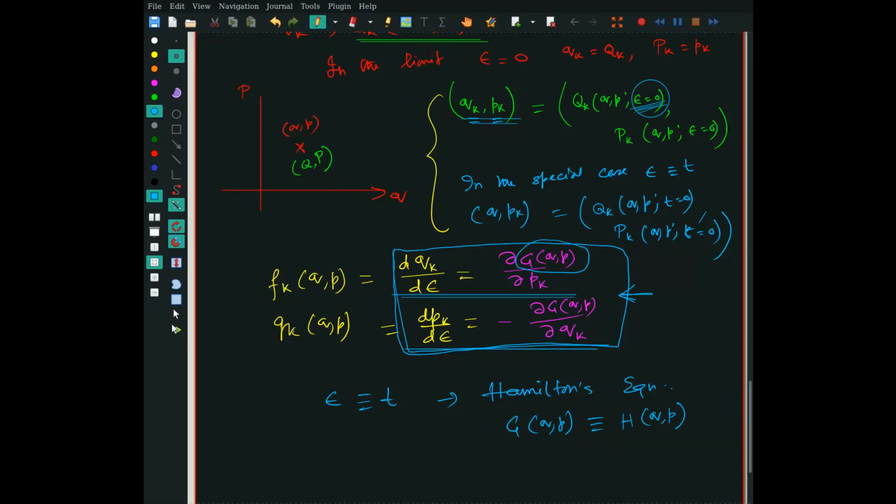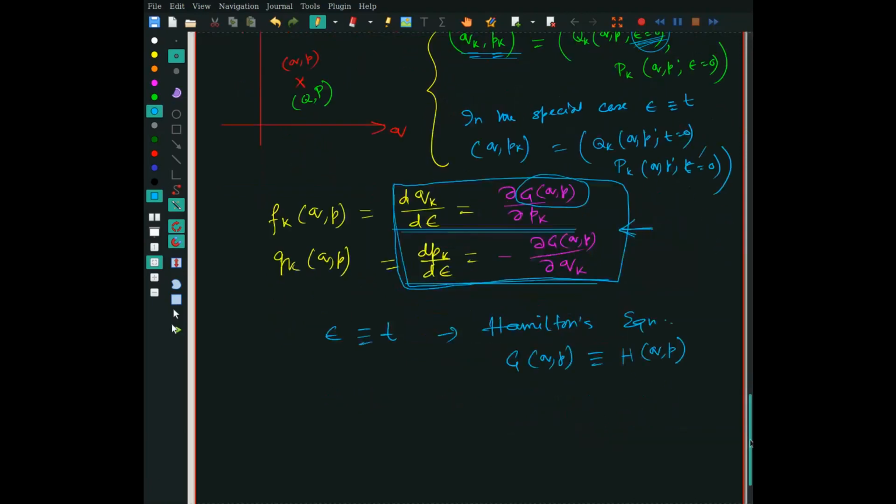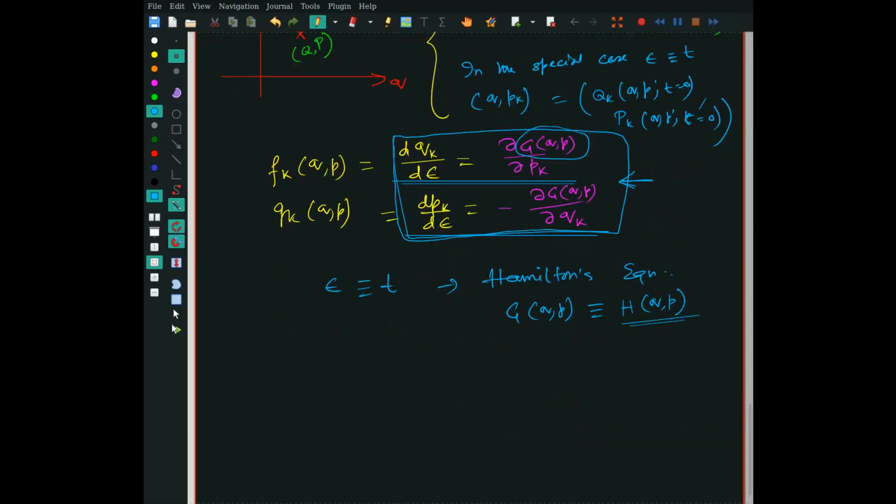Okay, so this is one interpretation. So basically, Hamiltonians actually give you the time evolution of your system. Okay, so when epsilon is identified with time, then this Hamiltonian is your generator, and that's why it is sometimes called that the Hamiltonian generates the translation along time.